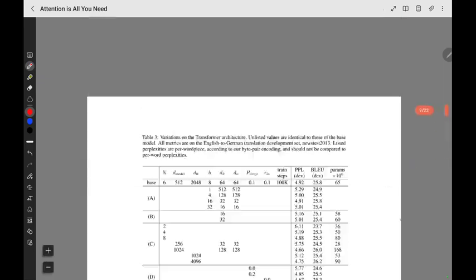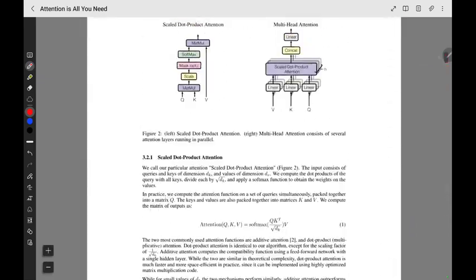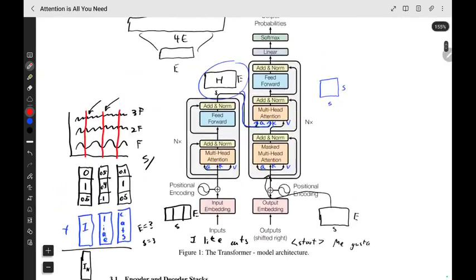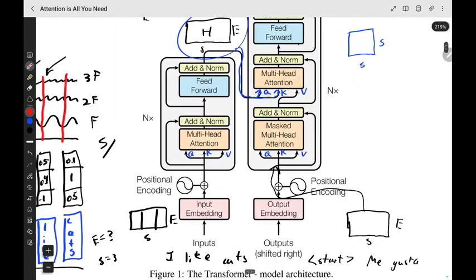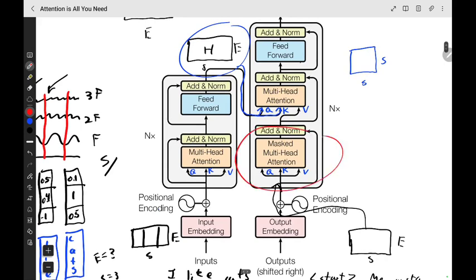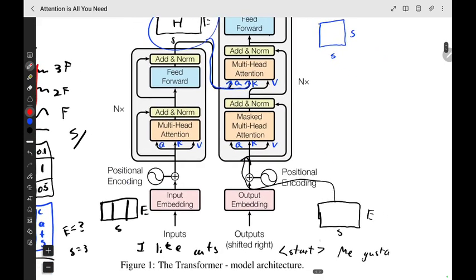If we go up here, it's only doing it here. Whenever you're encoding a sequence, "I like cats", and you give this to the algorithm, it knows the whole sequence. So you don't need masked multi-head attention here. But you need it here because it needs to decode. It'll start with start, then go with "me", then "gusta". So you need the upper triangle mask here.